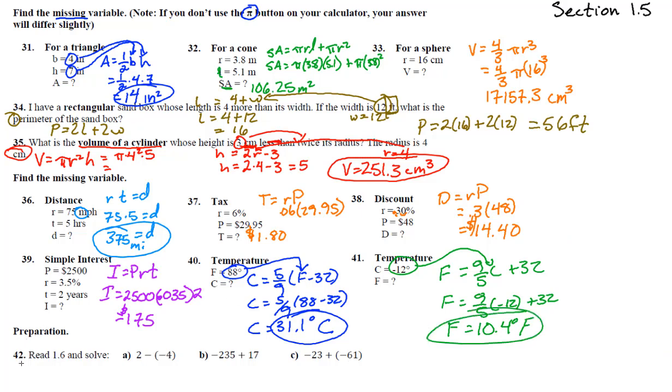Excellent. The preparation problem, you're supposed to read 1.6 and we're going to codify and really articulate what happens with negatives. And we're going to learn that minus a minus, just like I'm not doing nothing, that's a double negative, makes a plus sign. So that's 2 plus 4 is 6.